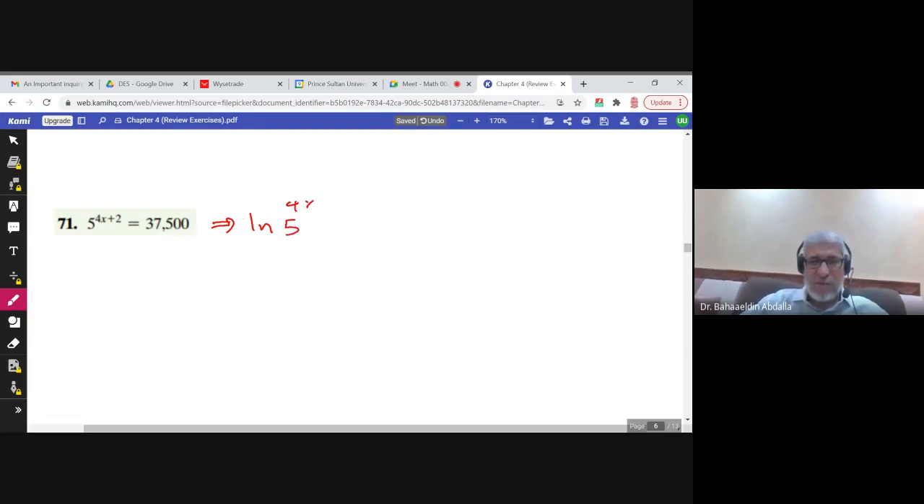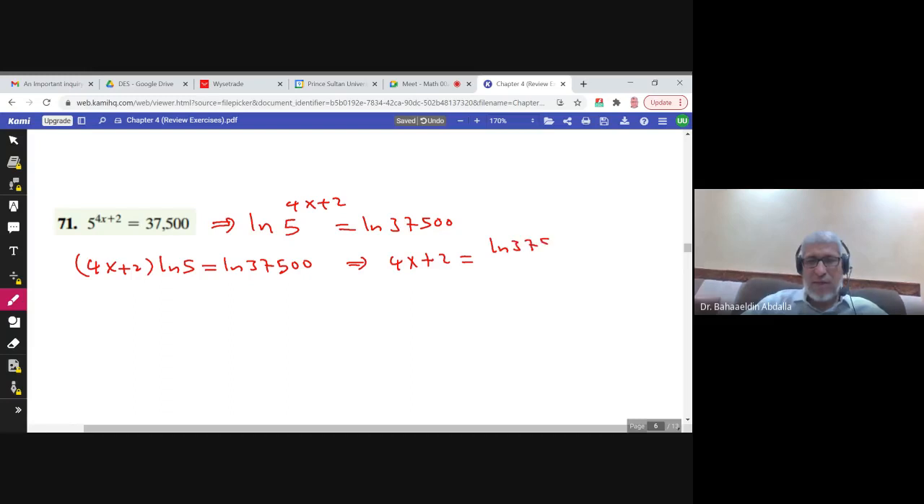So ln 5 to the power 4x plus 2 equals ln 37500. Now 4x plus 2 will come in front of ln 5, and I have here ln 37500. If you want, you can divide now both sides by ln 5, okay? And then you can subtract 2 from both sides, and then you can divide both sides by 4 to get x.